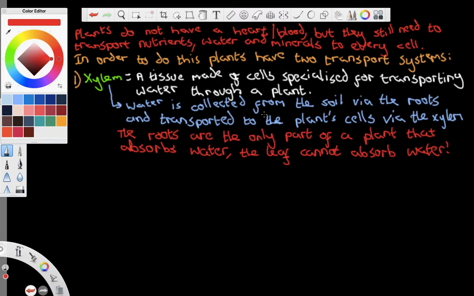We have all seen the xylem of a plant. Wood is an example of xylem. So the wood of a tree is an example of a xylem. So we can just put underneath here that wood of a tree is xylem tissue.